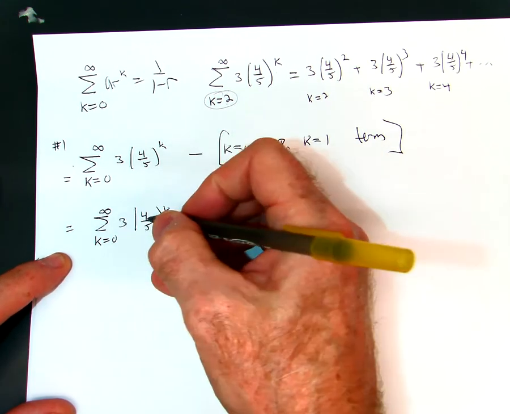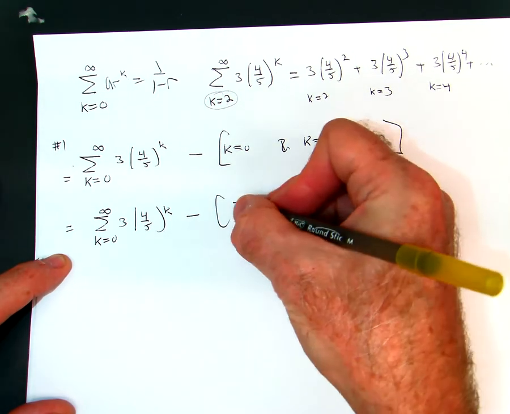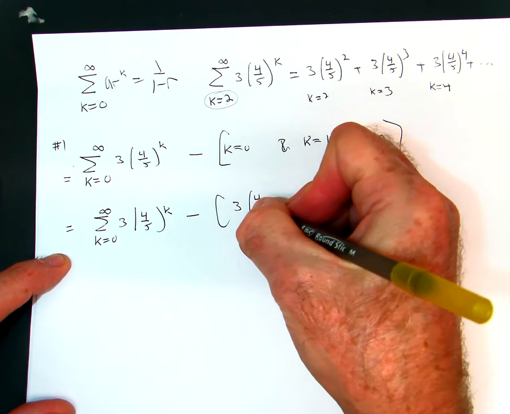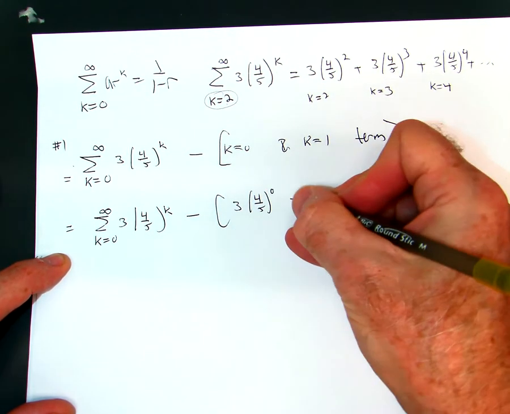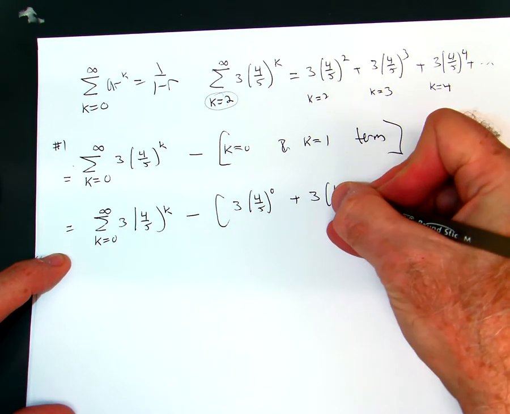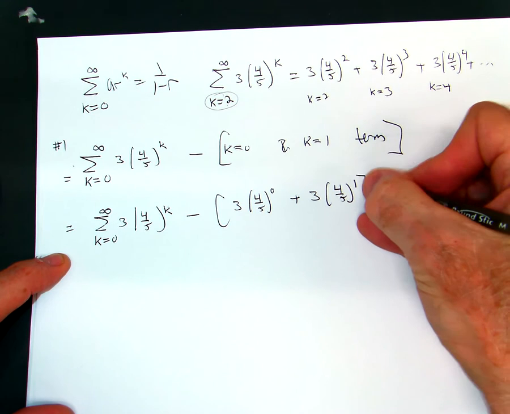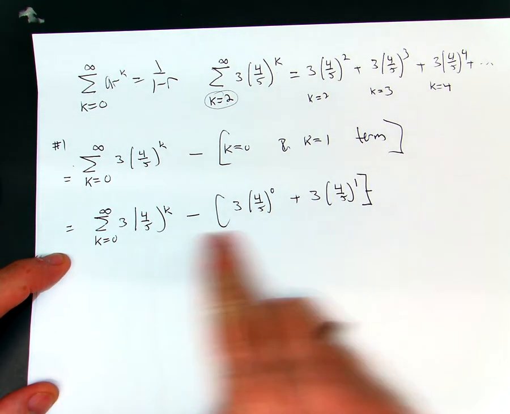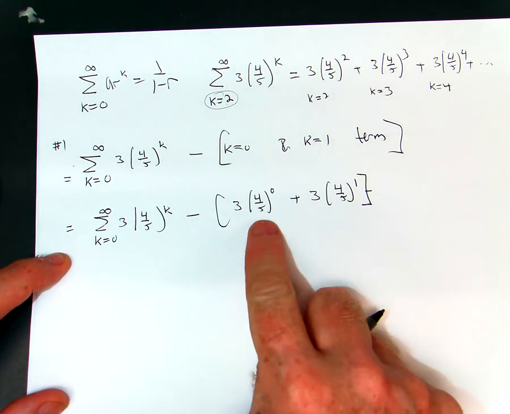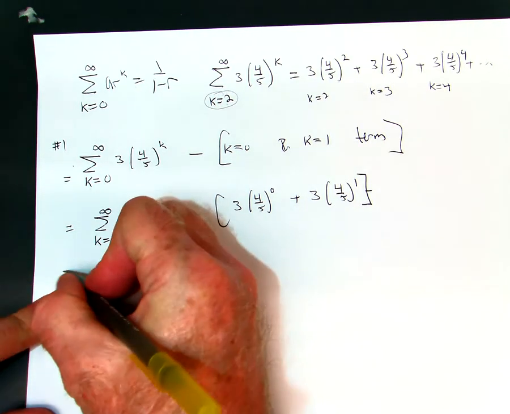There's my A, there's my R. Now I have the k equals 0 term. So I get 3/4 to the 0 plus the k equals 1 term. So if I write this whole term out, I subtract the first 2 terms, I'm going to start with that term right there. So here's what I mean.